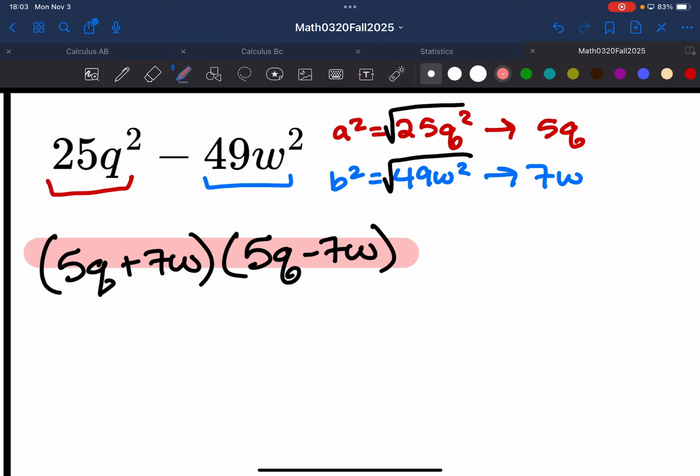Does it matter if you did minus first, then plus? No, as long as one of each is there. One plus, one minus. The order doesn't matter.